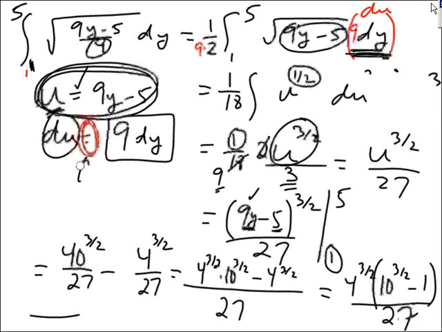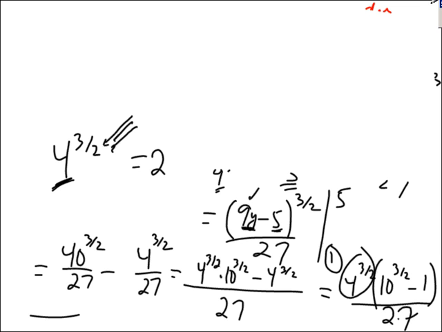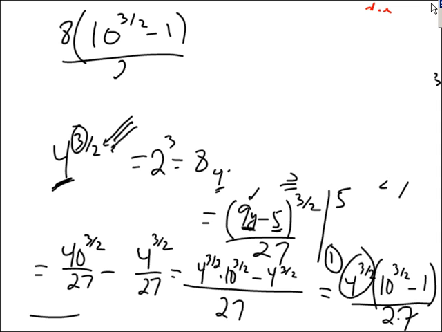Okay, couple of more steps maybe. Let's find out what 4 to the 3 halves equals. This asks two questions. Rather simple questions, but you have to know it. It's asking, what times itself this number of times gives you that number? What times itself 2 times gives you 4? The answer is 2. And then you have to cube that answer. 2 cubed is 8. So we get 8 times 10 to the 3 halves minus 1 over 27.